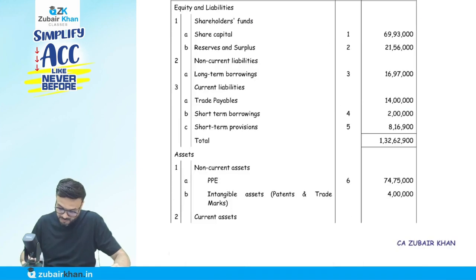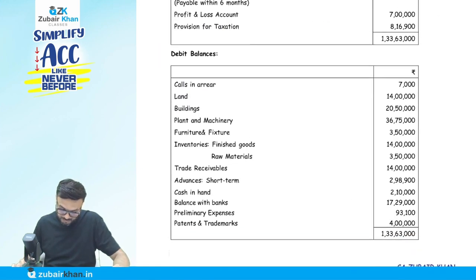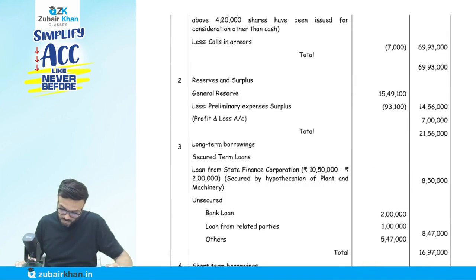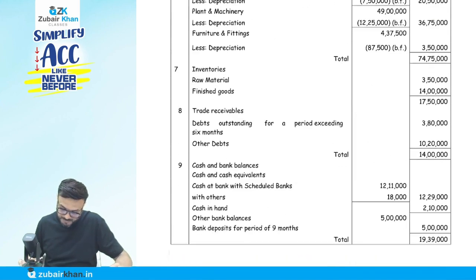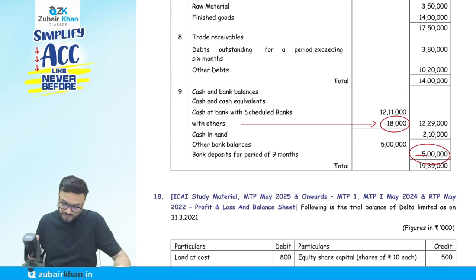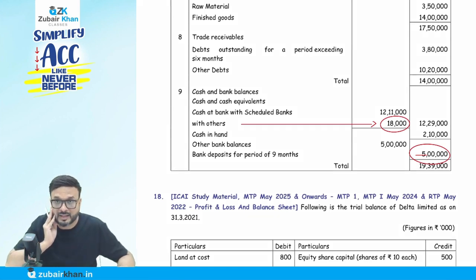So how much balance do we have with a bank? We have a balance with bank of 17,29,000. So understand this now. You can see the note to account on this 17 lakh, how it is mentioned here. Here they have mentioned that the deposit with bank is 5 lakh. Now they say which is not a scheduled bank, which is another bank, we call it this 18,000, and a bank deposit for a period of 9 months, 5 lakh.